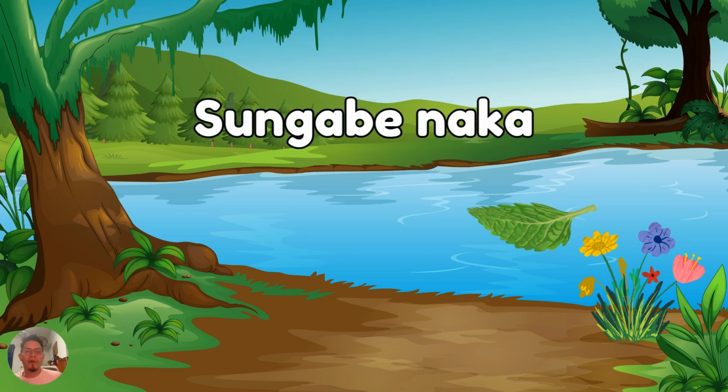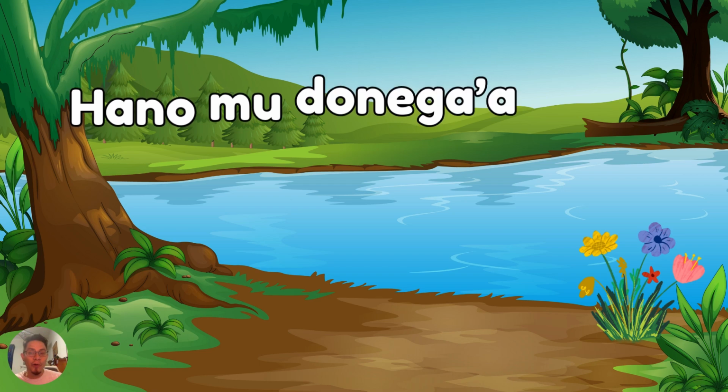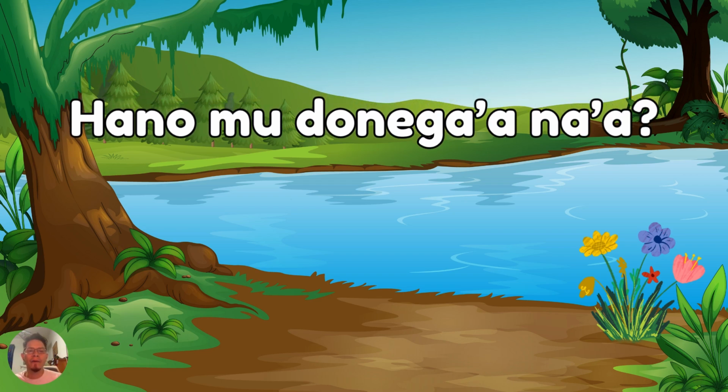We also learned the word for leaf, like a tree leaf, is sungavi naka. Sungavi naka, tree leaf. Naka can mean ear, but it also means leaf. So sungavi naka, tree ear. We also learned the word flower, donigya. Donigya, flower. If you want to ask where do the flowers grow, we say hano mudonigya na'a.